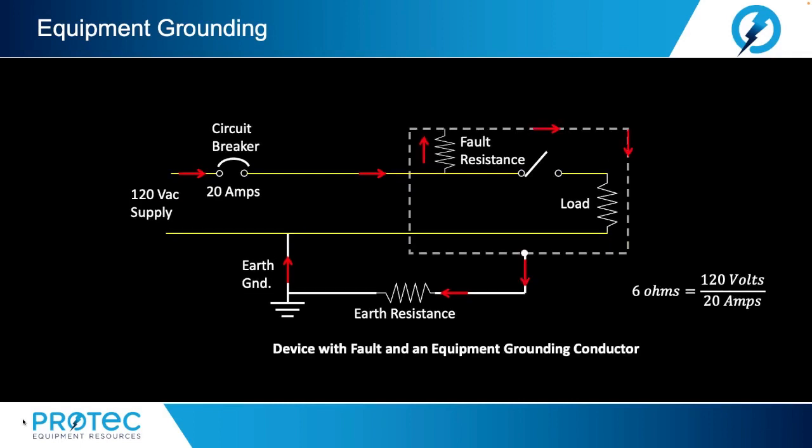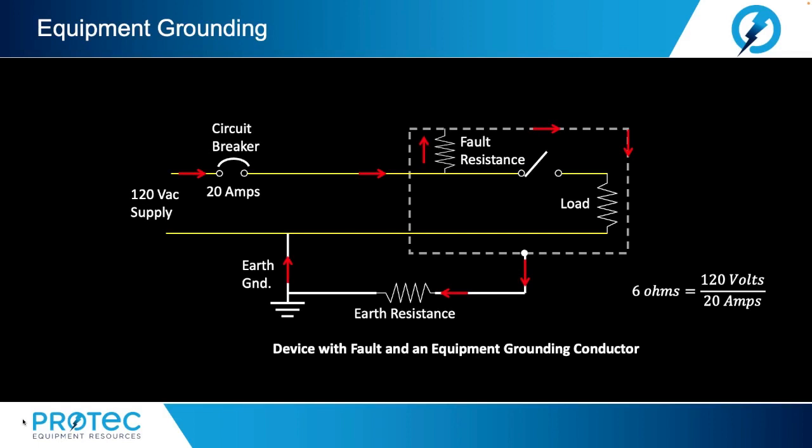Now, the illustration shown here depicts the same device with an equipment grounding conductor connected to the metal chassis. The equipment grounding conductor provides a low resistance path for the fault current. If the equipment grounding conductor is 100 feet of copper wire, size AWG number 12, then it has a resistance of less than 0.2 ohms.